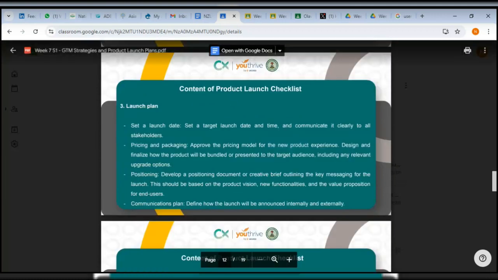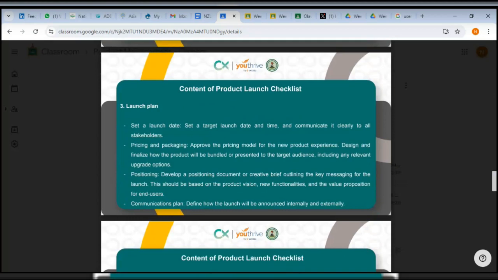Set a target launch date and time, and communicate it clearly to all stakeholders. Pricing and packaging. What do you want your pricing to be? What's your pricing model? How do you benefit? What does your profit margin look like for your product? This could be per subscription or just per transaction.